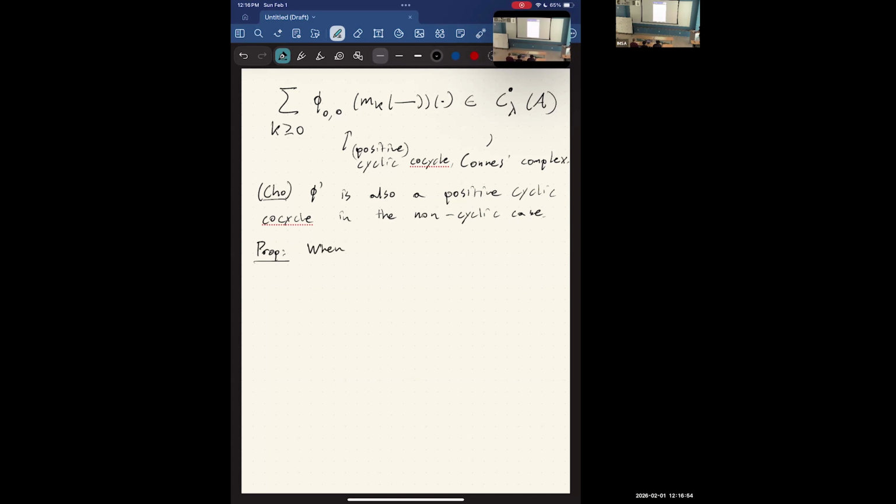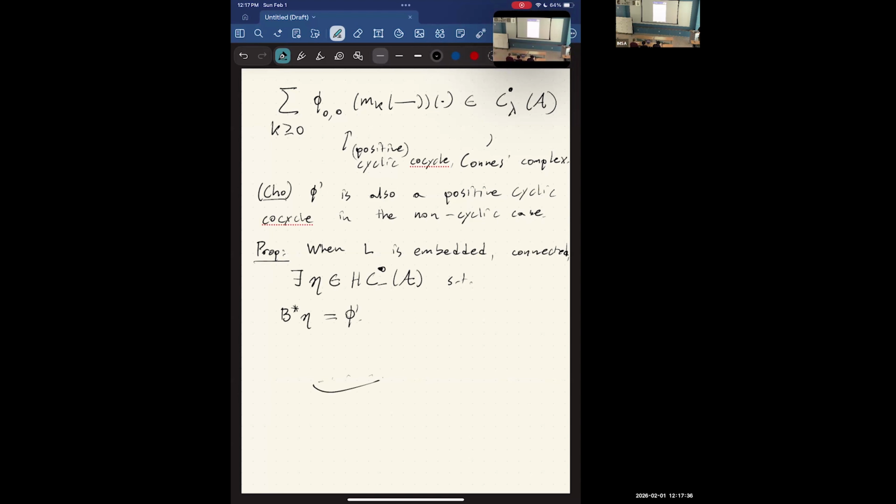The fact is that when L is embedded, so not immersed, and connected, there should exist a class eta in the degree 0 negative cyclic cohomology of A with the property that B star of eta is equal to this phi prime. So the existence of the cycle is given to you completely algebraically, but the geometric picture that you want to have in mind is this.